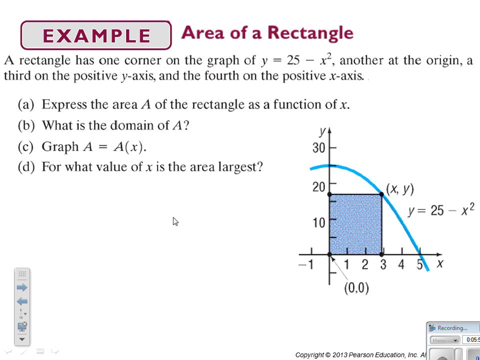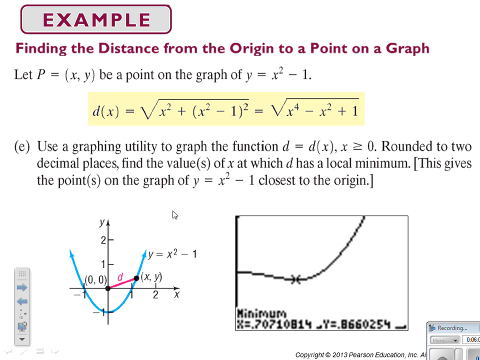Okay. Next, oh, sorry. Let me wrap this up. So the minimum distance is 0.71, comma, 0.87, rounded to 2 decimal places. So the distance is a local min at 0.71.